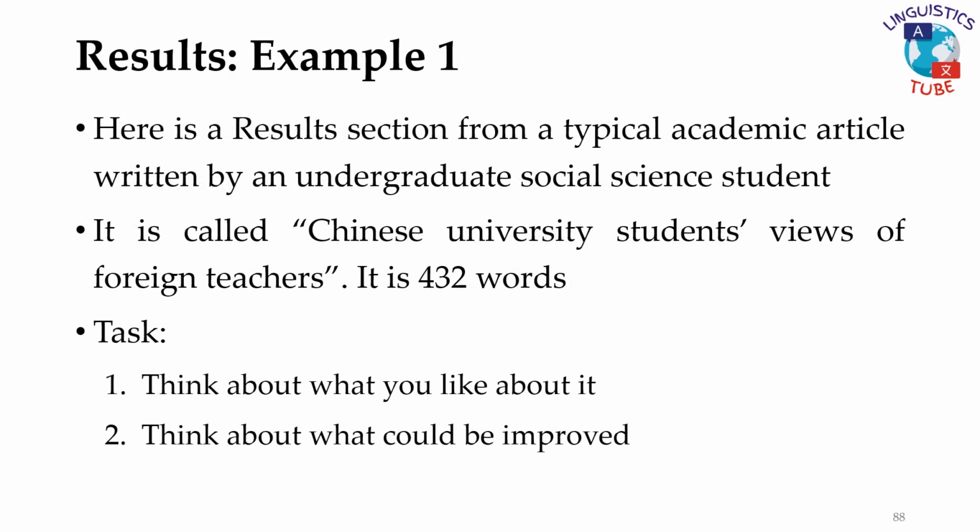Let's now look at 2 examples of results sections written by my students, who are undergraduate social science students at a university in China. The first one is from the same academic article whose introduction we already saw: Chinese university students' views of foreign teachers. It is 432 words, so it is comfortably within the recommended range of 350 to 450 words.